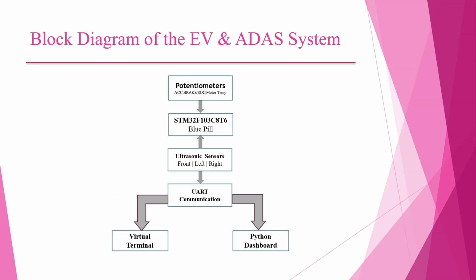The block diagram of the EV and ADAS system. The potentiometers provide acceleration, brake, SOC, and motor temperature to the STM32F103C8 Blue Pill. There are three ultrasonic sensors, front, left, and right, and UART communication for the virtual terminal and also the Python dashboard. This is the block diagram.